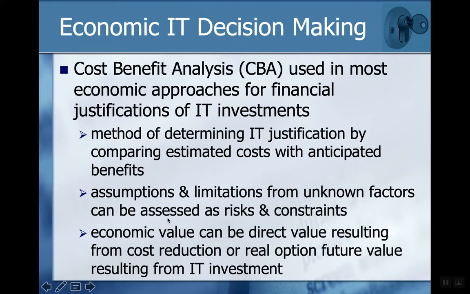A couple things you include in these things: the assumptions, what are the unknowns. There are known unknowns. And the idea of identifying these things as risks and constraints. What are the different types of risks that are out there? What are the weights of those risks?